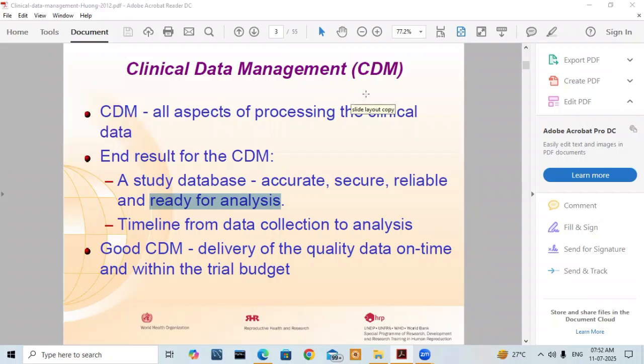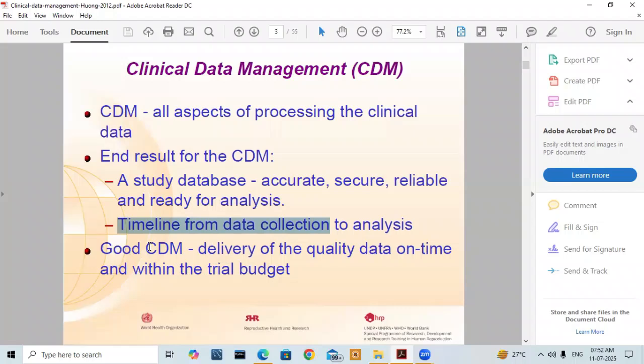Understood? So this is how the information flows, with the CRF form designed by the CDM team. The database should be accurate, secure, reliable, and ready for analysis. The timeline for the data collection is also mentioned here: till what time we want to finish this process, because the trial is a scheduled process. It's not like you do whatever you are willing to. It is strictly scheduled. There is a time deadline for data collection, data entry, everything, and you have to meet the deadline.